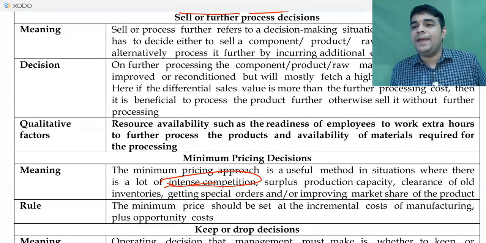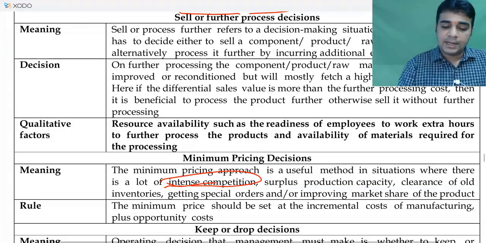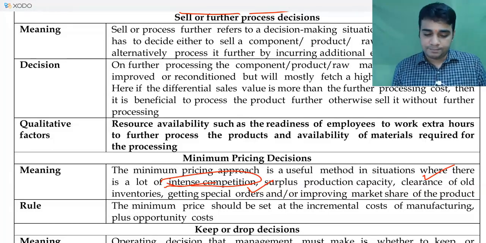But basically, if you have excess capacity and demand is not in tune with that, you may follow a minimum pricing approach. Minimum pricing approach basically will not have any opportunity cost. Clearance of old inventory, getting of special order, improving market share.